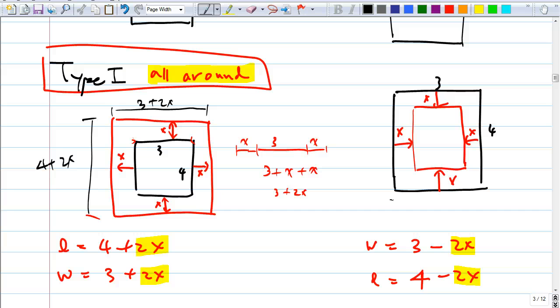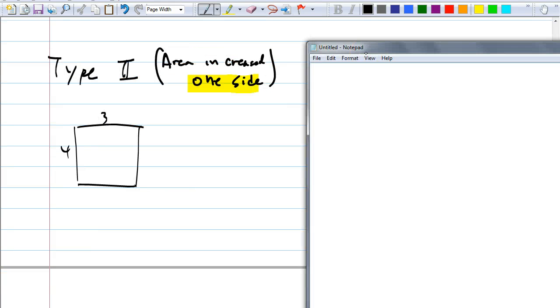Any question? So this is type 1. Is this okay? Now can I talk about type 2 of these area problems? Okay, all right, here we go. Here we go, guys. Write this down. Type 2. Area increase one side. Now we have area increase one side.